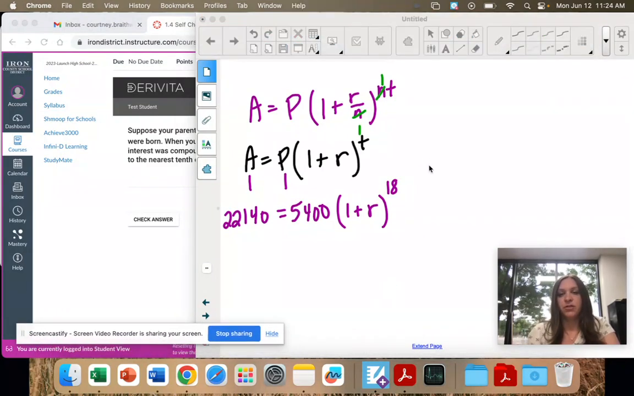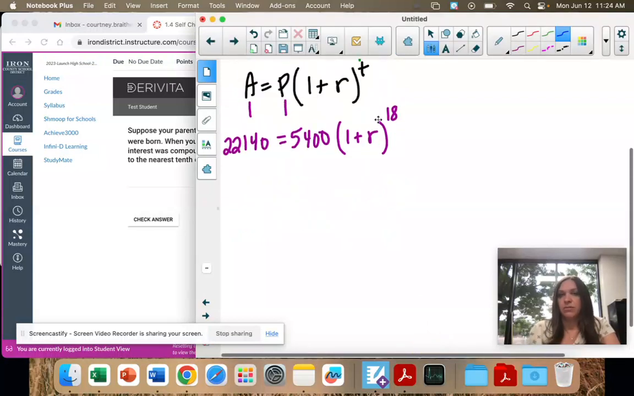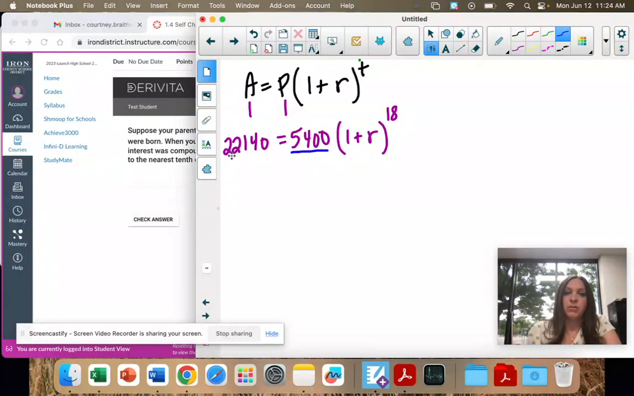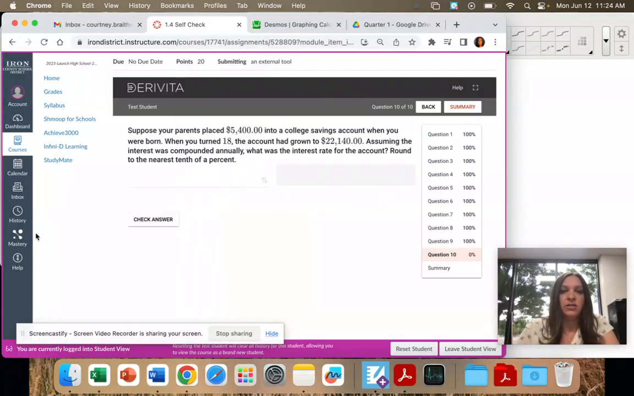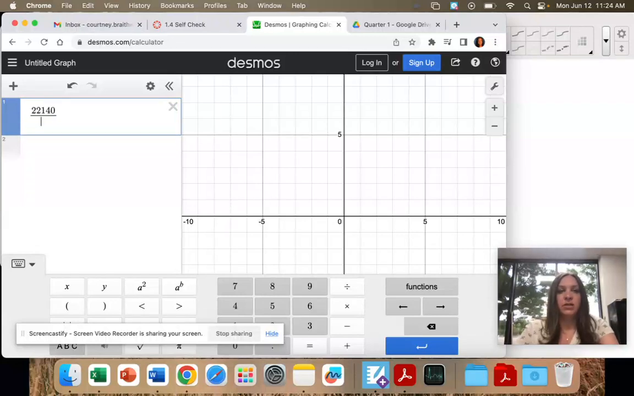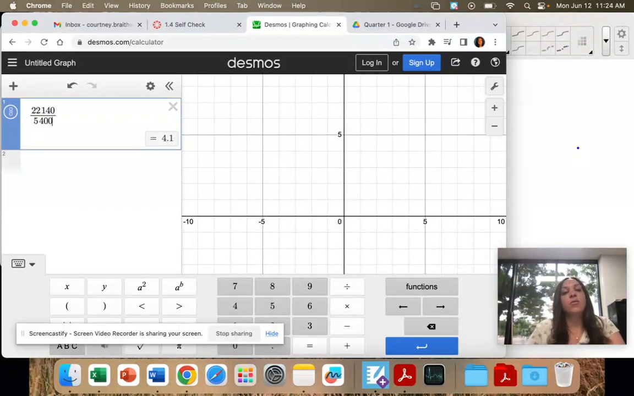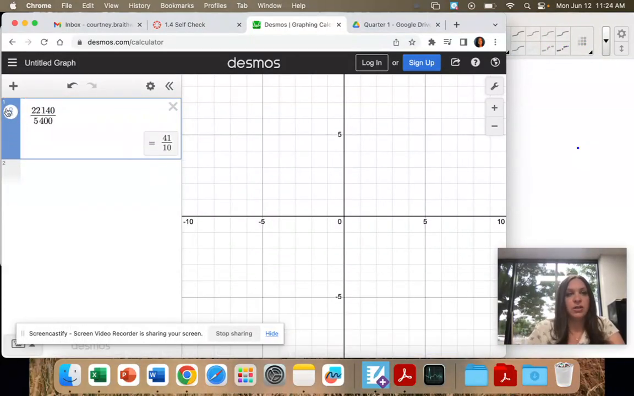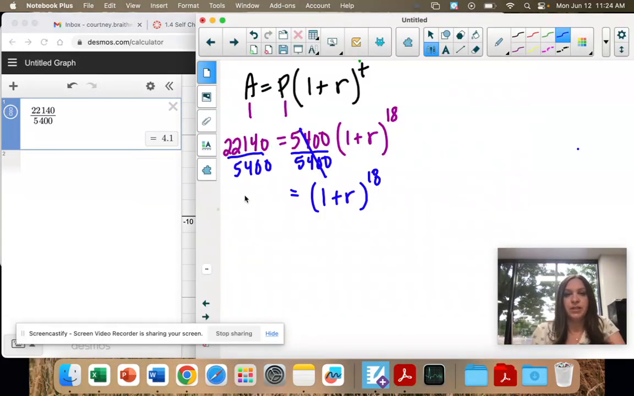Okay. So first thing, we got to look at what's happening to R. 1 plus R is to the 18th power after we multiply it by 5,400. So I'm going to get rid of the 5,400. I'm going to do the opposite of multiply. I'm going to divide it. So divide both sides by 5,400. That's going to leave 1 plus R to the 18th power. And then 22,140 divided by 5,400 is 4.1, or you can write it as a fraction. I'm just going to leave it as 4.1. That seems easy.